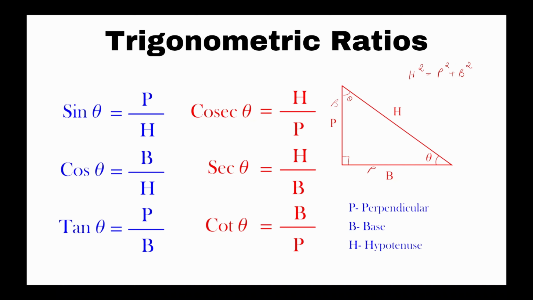Apart from that, this is the way to remember sine, cos, tan, and cosec, sec, and cot. These are going to be completely the reciprocal of your sine, cos, and tan. So cosec and sine are reciprocal of each other. Cos and sec are reciprocal of each other, and tan and cot are reciprocal of each other. So this is one thing that you must remember.